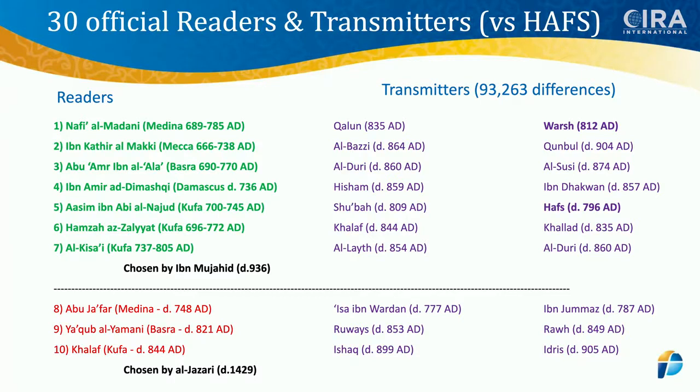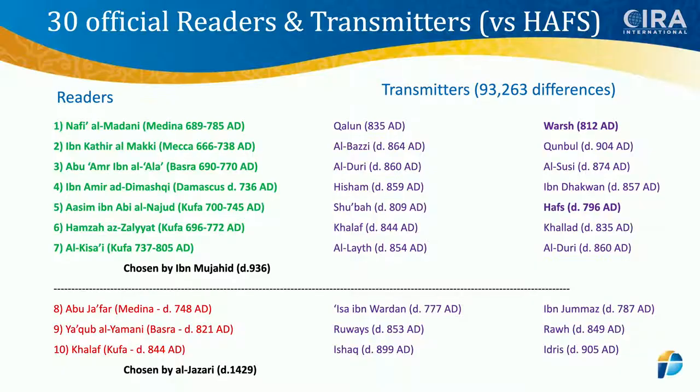Now, there are 3 more. Look at the red ones. Go back to that slide again. More canonical readings that were added to the 7, and that's Abu Ja'far from Medina, Yaqub from Basra, and Khalaf from Kufa. Chosen by whom? Chosen by Al-Jazari. Look at his dates, 1429. That's, folks, 700 to 800 years after the time of Muhammad. 15th century. Muhammad died in the 7th century. We're almost 800 years later. Those 3 are chosen.